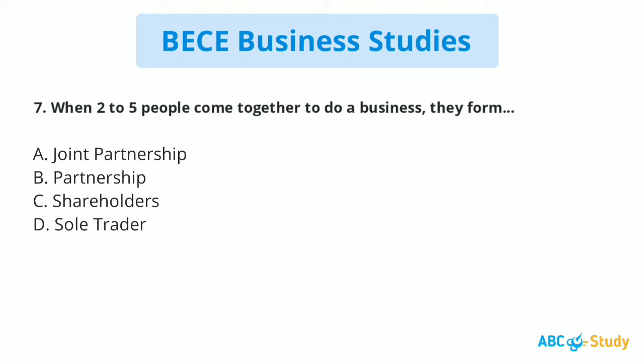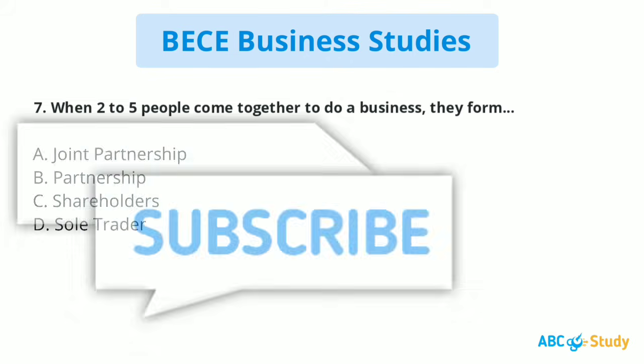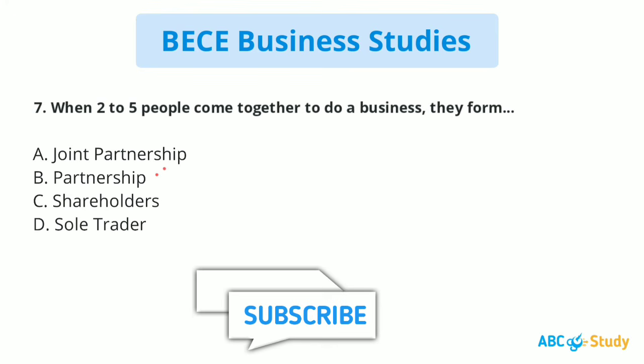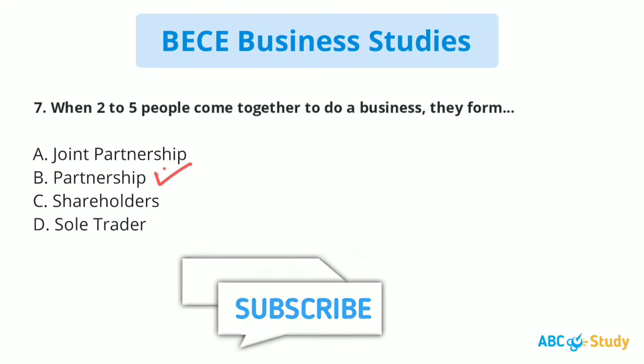You understand? So even the types of partnership we have: just general partnership, limited partnership, limited liability partnership, not jointed partnership. So the correct answer to this very question is B.